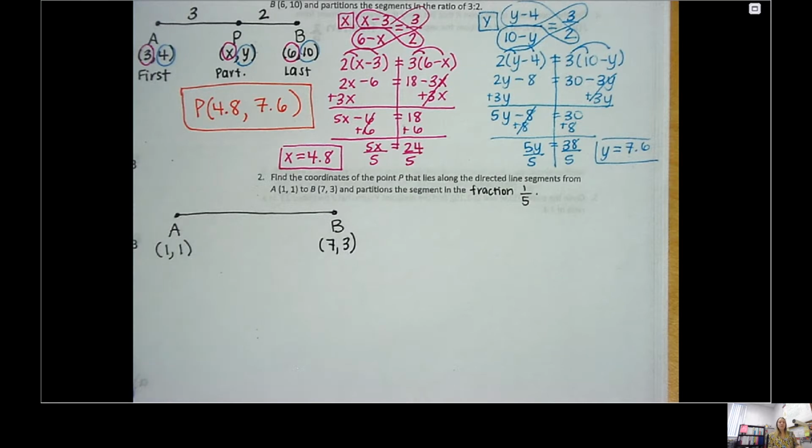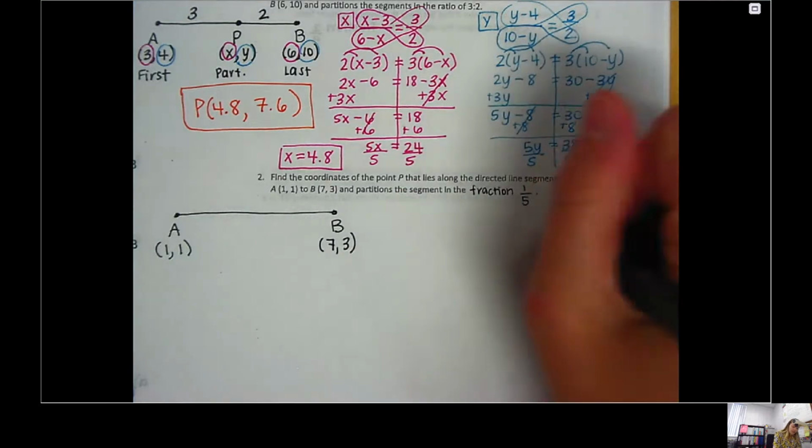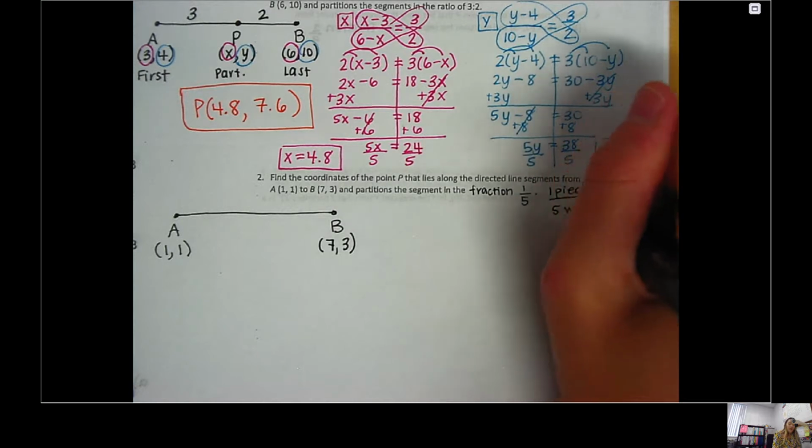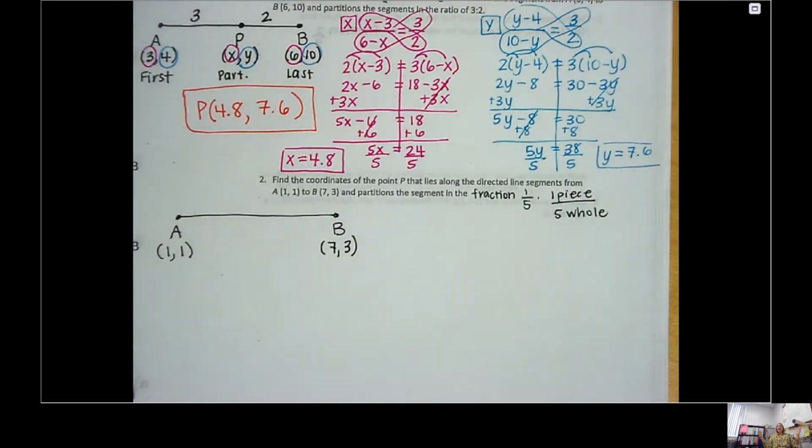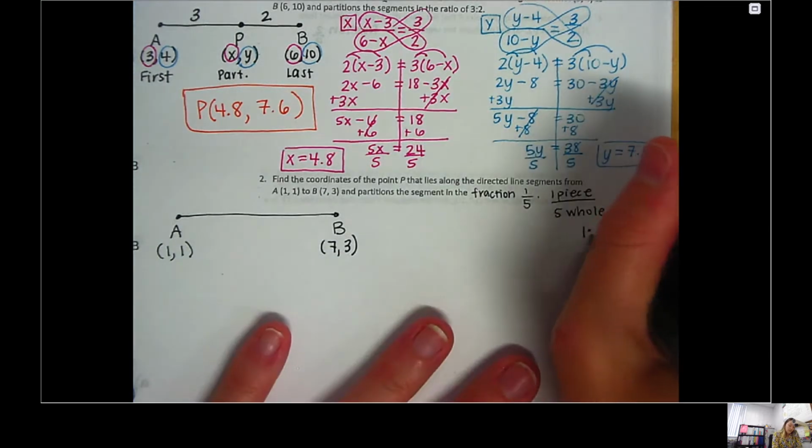Now, I'm trying to find partition point P. It divides the segment into a fraction 1/5, which means 1 piece out of the 5 whole. If I want to rewrite it as a ratio, which is piece to piece, you've used up 1 piece already. How many pieces are left? 4 pieces. Good. 1 and 4 gets me to 5. So when you write it as a ratio, it's 1 to 4.